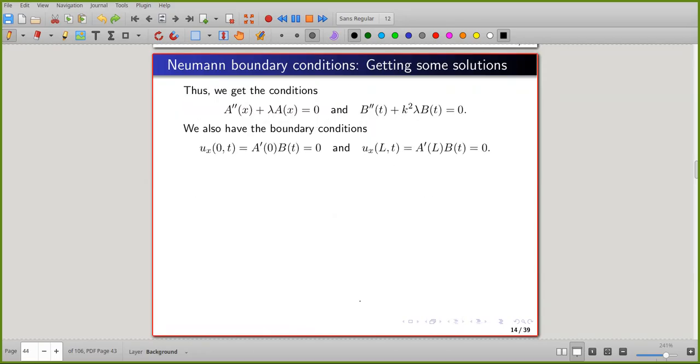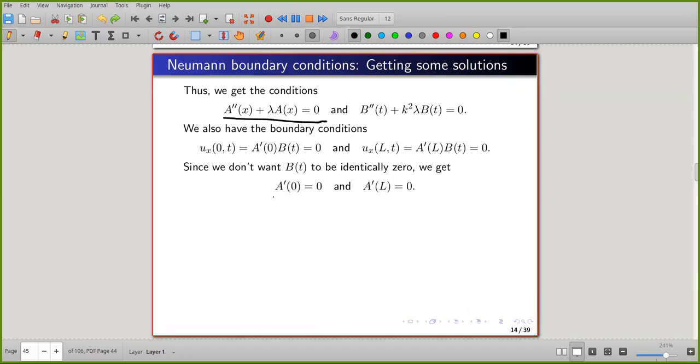And then we have this. But now, since we are over here, we have A'(0) and A'(L) should be 0. So we first have to solve this eigenvalue problem: A''(x) plus lambda A(x) is equal to 0, and A'(0) is equal to A'(L) is equal to 0.